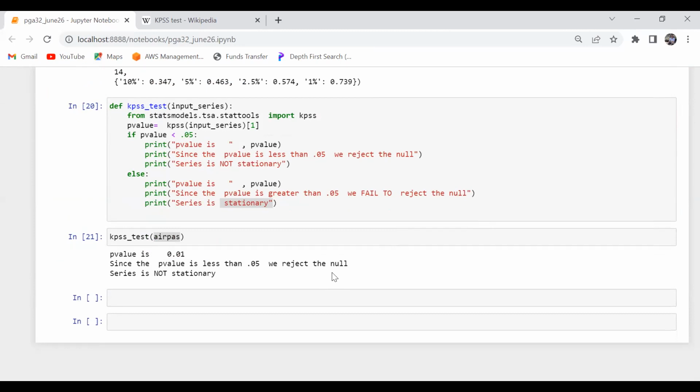So try remembering these two tests, but the best way to check whether it is stationary or not is to explore and build your plot. Okay. But if you want to prove it statistically, KPSS and augmented Dickey-Fuller. Okay.